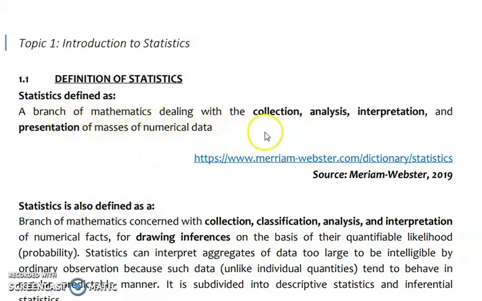This is going to include what we call the collection of the data. After you collect your data, you will need to analyze your data in order for you to understand your data, right? And after we analyze our data, we can interpret and do some presentation about the data that we have. So this is the statistics definition given by Merriam-Webster. Statistics is defined as a branch of mathematics dealing with collection, analysis, interpretation, and presentation of masses of numerical data.